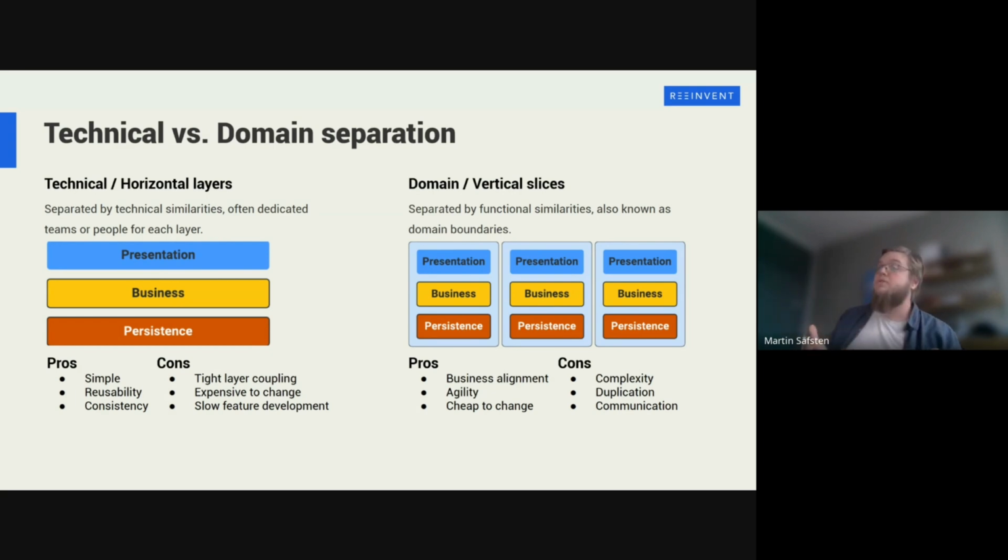So the pros of technical separation are there, of course, but there are also cons, and the big con would be the tight layer coupling: you have the presentation layer that talks to the API, and then the API talks to the database.